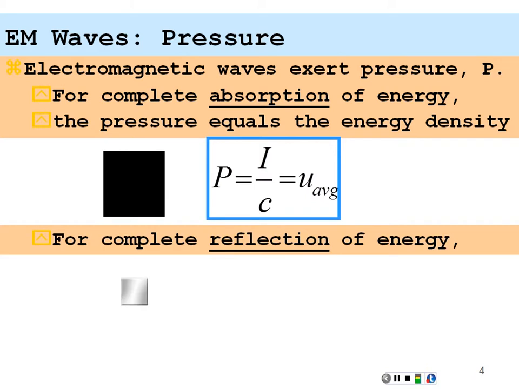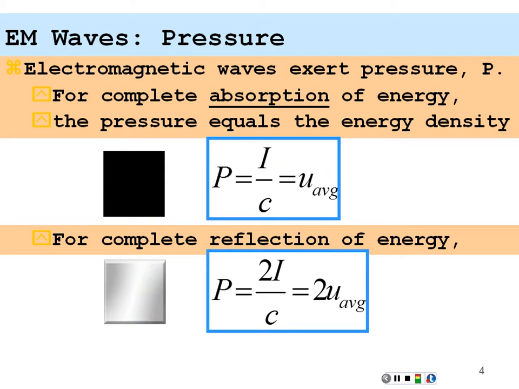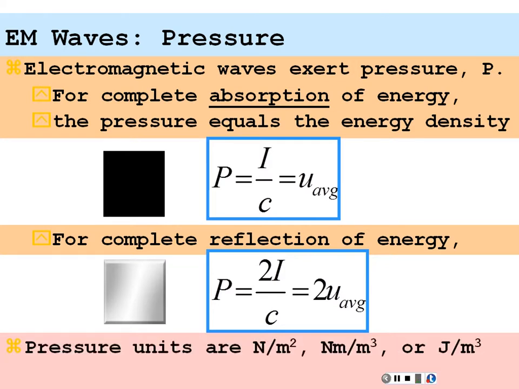For complete reflection of energy, the pressure is equal to twice the energy density, 2 times the intensity over the speed of light, 2 times our energy density. It always happens when I have a reflective surface. Pressure units are newtons per meter squared, which we could write as newton meters per meter cubed, or joules per meter cubed. So pressure has the same units as energy density. Energy per volume is the same as force per area in a sense.